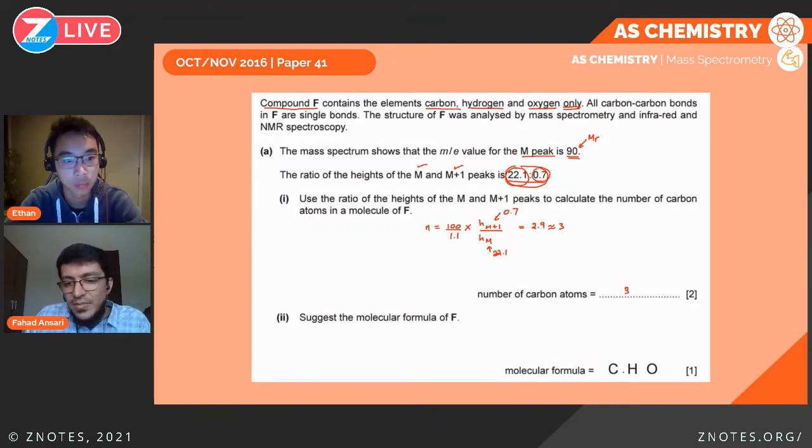So suggest the molecular formula of F. Now, obviously, the molecular formula, you're going to write C3. But what of the hydrogen and oxygen? What you're going to do is use the m/e value of the M peak, which is 90. From 90, you subtract the mass of the three carbon atoms. Remember, because this is the M peak, you're going to assume that all carbon atoms are of the carbon-12 isotope. So we subtract 3 times 12, which is 36, and this gives us 54.